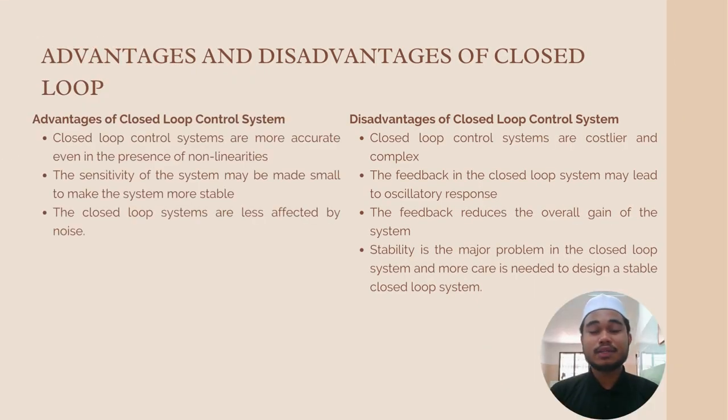Advantages and disadvantages of closed loop. Advantages of closed loop control system. One, closed loop control systems are more accurate even in the presence of non-linearities. Two, the sensitivity of the system may be made small to make the system more stable. Three, closed loop systems are less affected by noise, and four, more resource efficient.